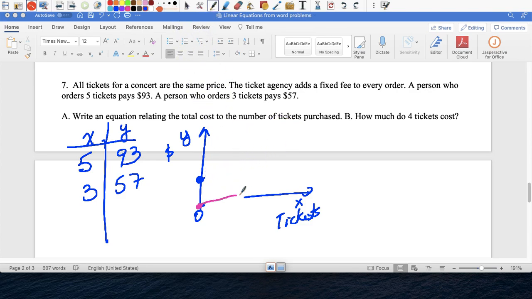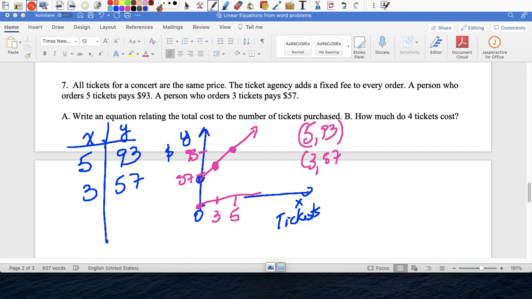So when you buy 5 tickets, you end up paying 93 bucks, and that's my point right here. You pay for 3 tickets, you pay 57, and I'll put 57 over here. All right, so there's a line, and then what about when you buy 0 tickets? If you don't buy any tickets, you still are responsible for the processing fee, right? So your line's going to look like this. We have 2 points. We could have more points, but in this case, we have 2 points. Let's use them: 5 and 93, and the other point is 3 and 57.